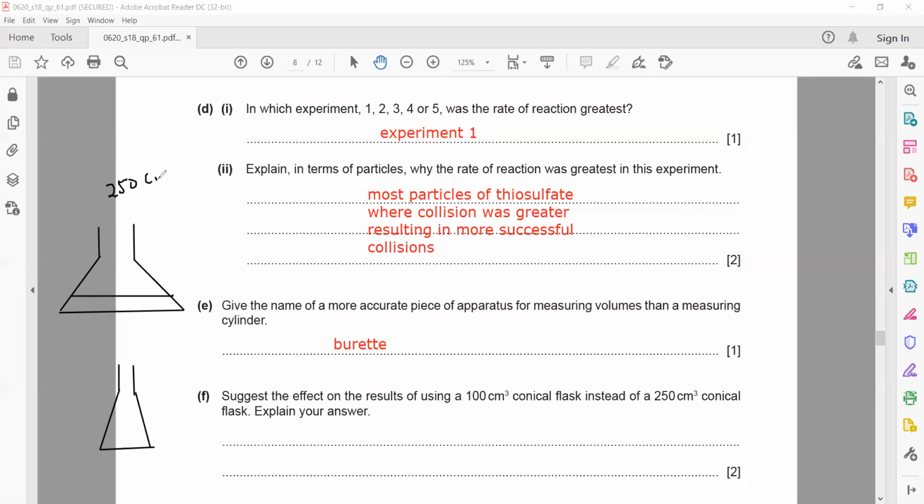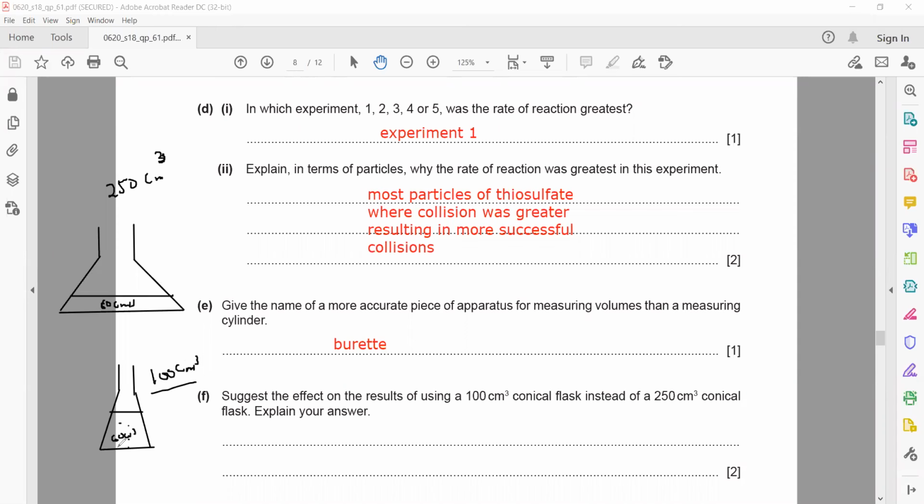This 250 cm cube means the maximum volume which it can hold. 100 cm cube conical flask means the maximum volume which it can hold. But in both cases we have a solution of 60 cm cube, because that is the amount of the solution we have. So what happened? The text will disappear in a short time in the 100 cm cube flask, not because of the rate or the speed of the reaction.